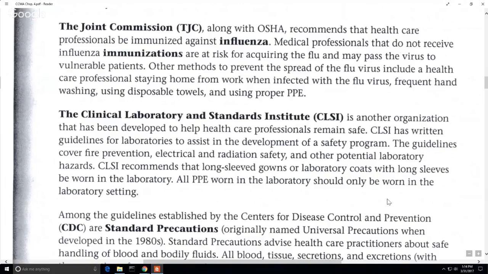Okay, that's fine. The guidelines cover fire prevention, electrical and radiation safety, and other potential laboratory hazards. CLSI recommends that long sleeve gowns or laboratory coats with long sleeves be worn in the laboratory.